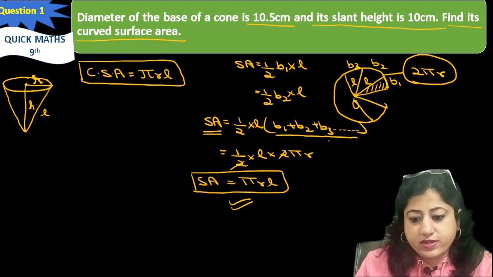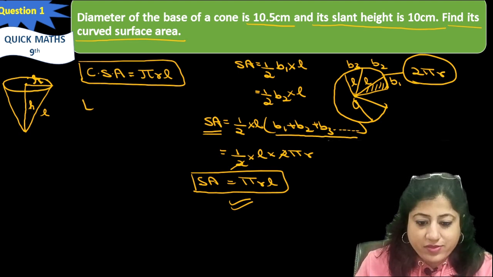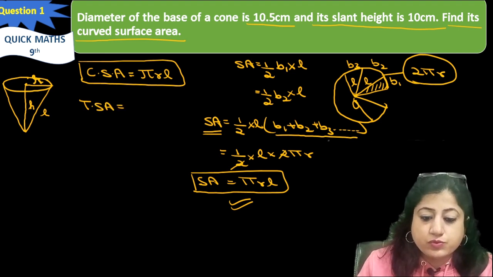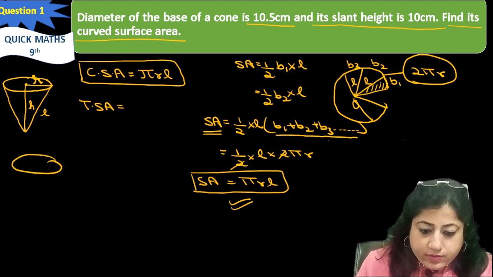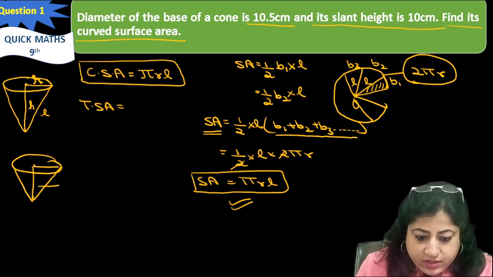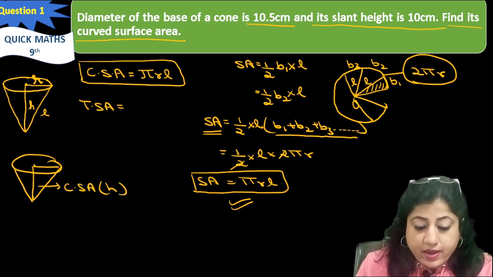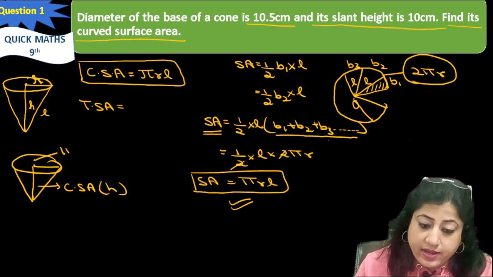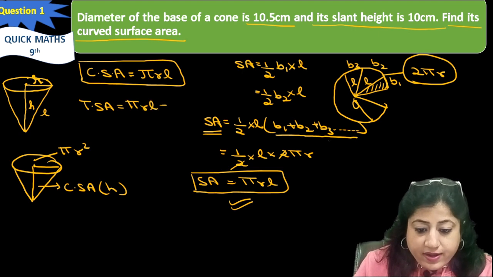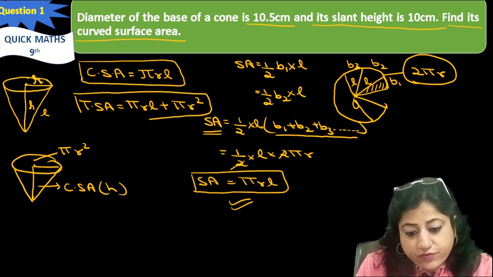This is about curved surface area. What is lateral surface area? Sorry, it is lateral surface area. What is total surface area? Total surface area, in this cone, this is called curved surface area, that is having a height, and this is the circle. The area of this is pi r square. So total surface area will be pi r l plus pi r square. So it is the formula for total surface area.